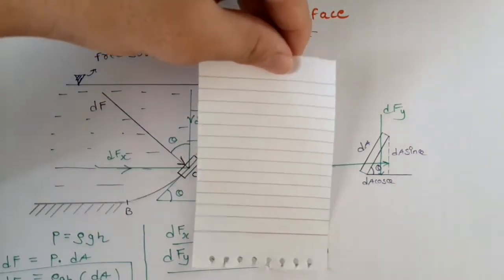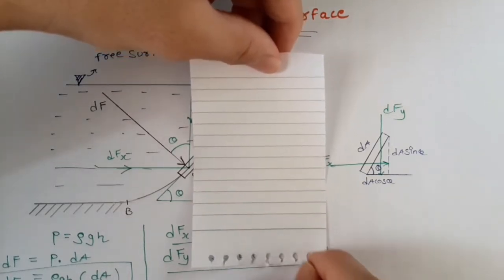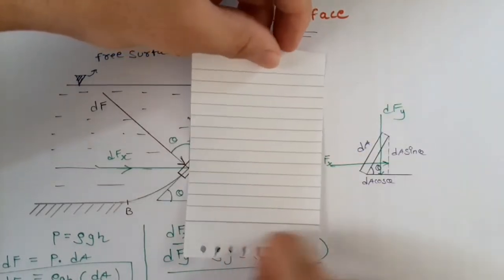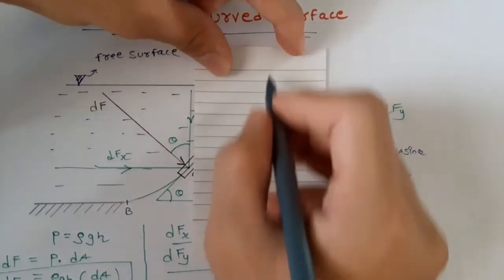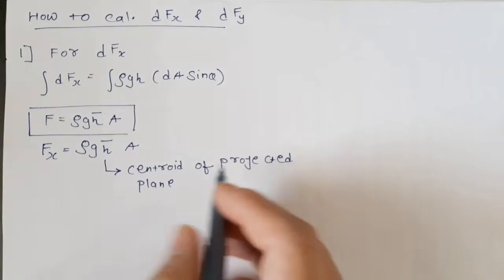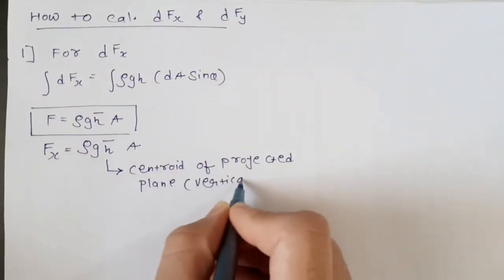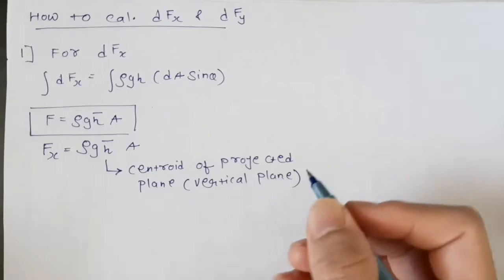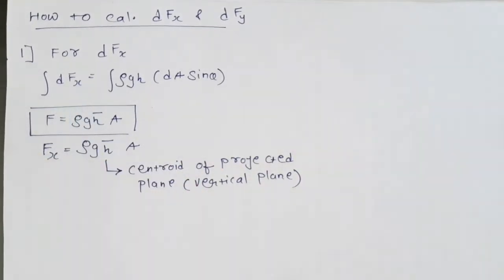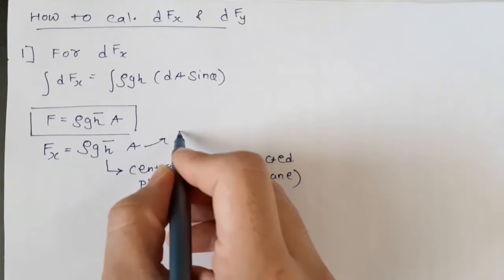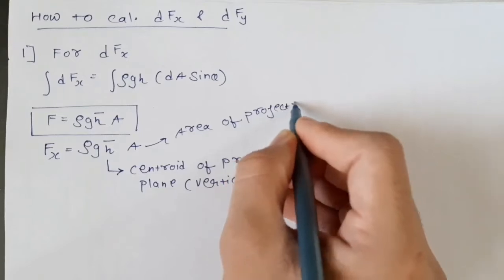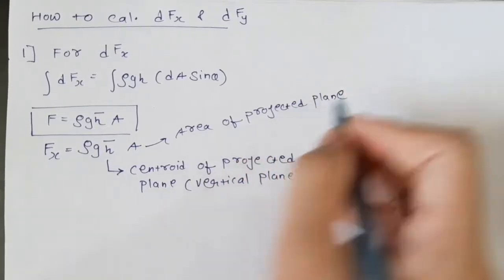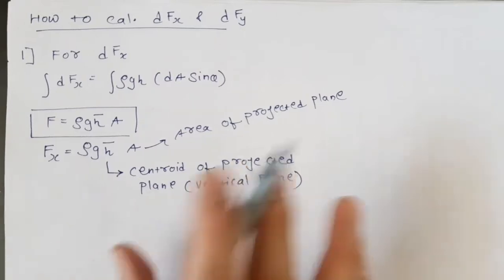So now what is the centroid of the rectangle? The centroid of the rectangle lies at h by 2 distance, if the height of this rectangle is h. Okay, so this h bar is nothing but the centroid of the projected plane or the vertical plane. Okay, so using this equation you will find the Fx, and here A will be the area of the projected plane. So generally you will get the rectangle only.